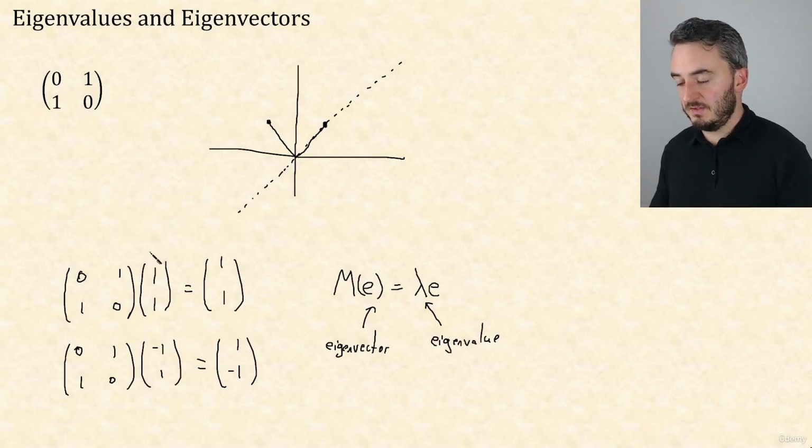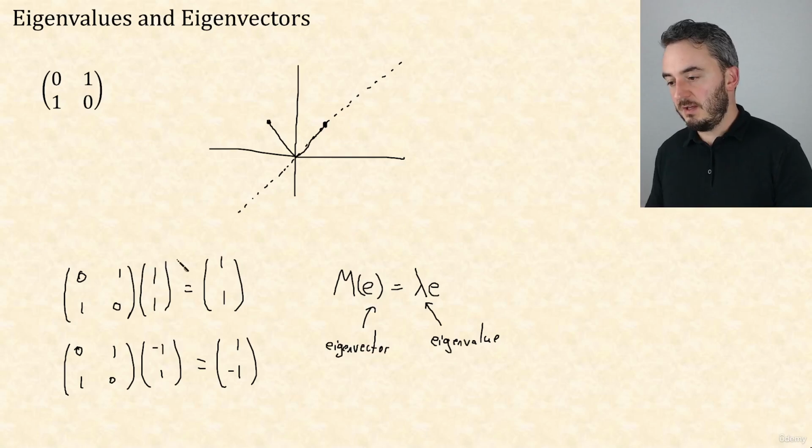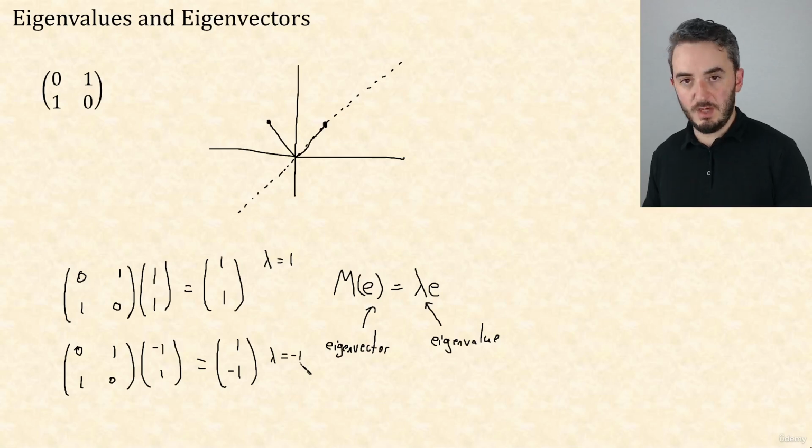So in this instance, (1, 1) was an eigenvector. Of course, (2, 2) was and (3, 3) was as well, but they're all part of the same family. Now this was mapped to itself, meaning the lambda for that one was just 1. So the eigenvalue for the eigenvector (1, 1) was 1. This one got multiplied by -1, so the lambda value here was -1.